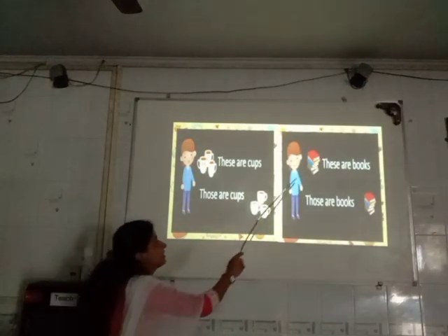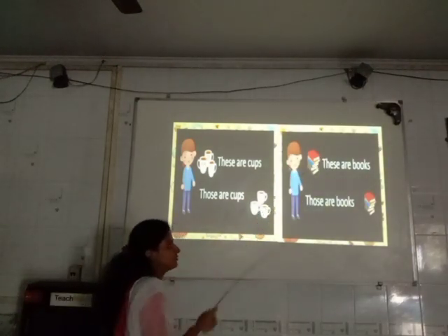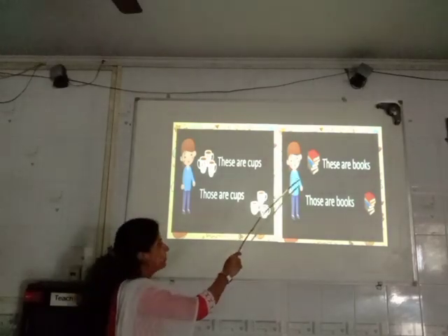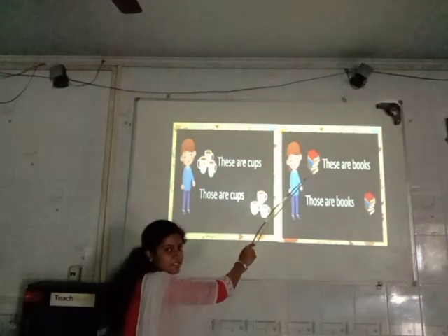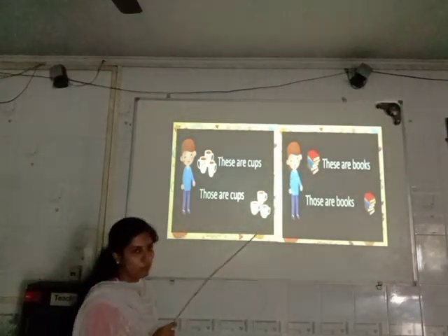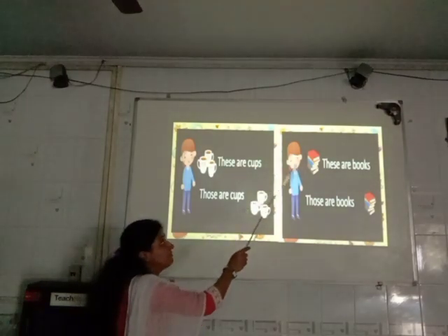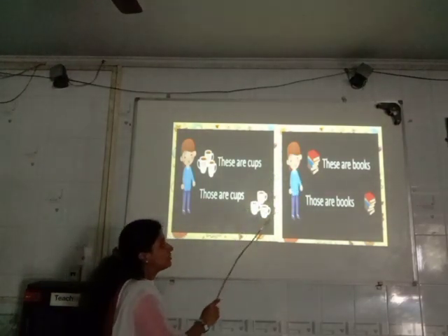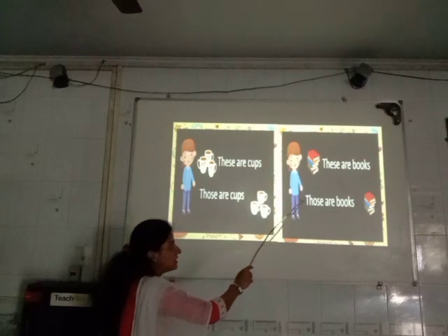Now see here. These are books. There are more than one book. So that's why we use "these." When it is more than one, when it is in plural, we use these. And those are books, so it is far from here.